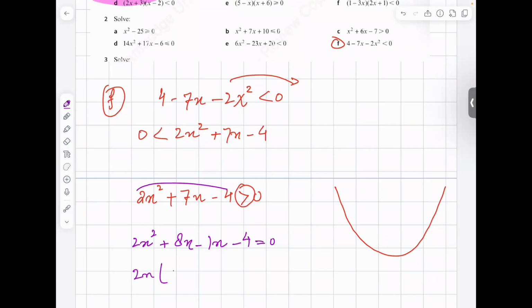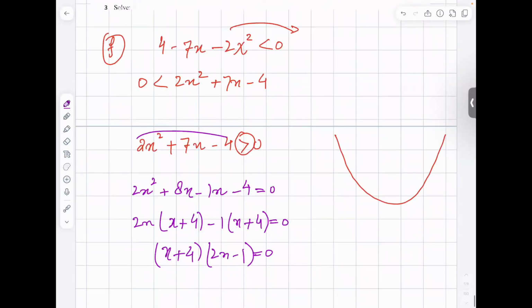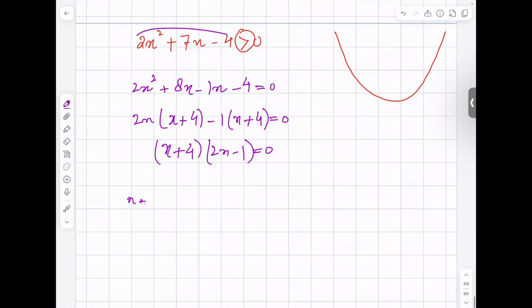So first you take 2x common, that is x plus 4 minus 1, x plus 4 equals to 0. So x plus 4 and 2x minus 1 is equal to 0. That would be x plus 4 is equal to 0, 2x minus 1 is equal to 0. So x is equal to minus 4 and x is equal to 1 by 2.